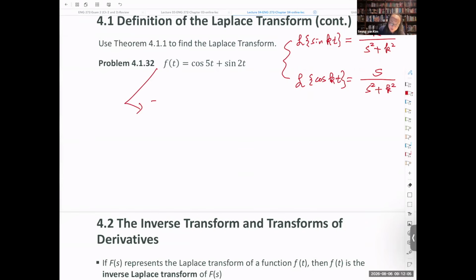Therefore, when you take the Laplace transform of this, capital F of s, for cosine we said what? Numerator s, and the denominator s squared plus k squared. Where is the k? That's the k. That is 5 squared plus, and k is 2 this time, then s squared plus 2 squared. So that's it.